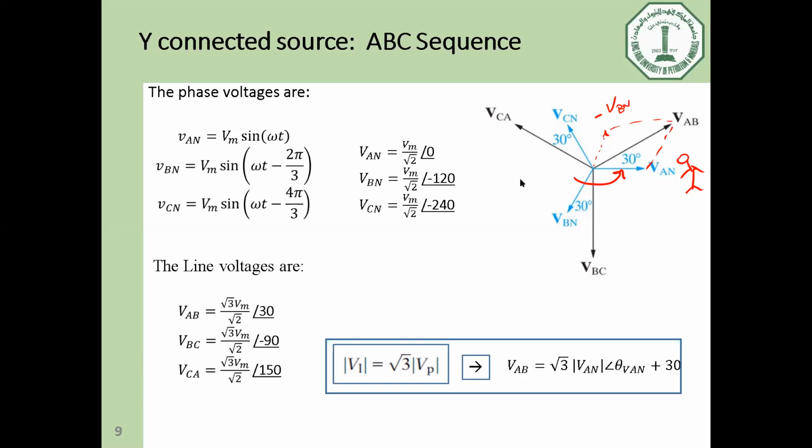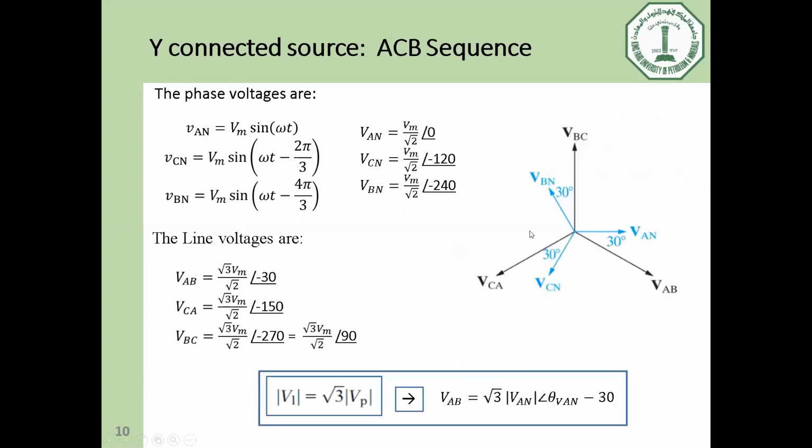But if the sequence is reversed due to reversing the motion of the generator shaft, this can reverse the sequence of the supply, and it's called ACB. So A coming first, then C coming after A, and then B coming after C. It's called ACB, which is this shape. So this is the second sequence, ACB sequence, and the relations will be like that.